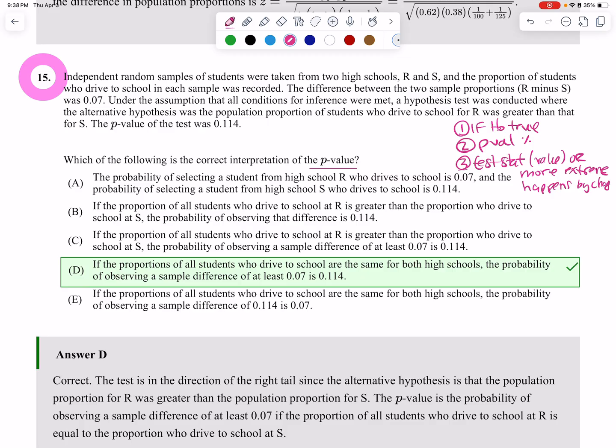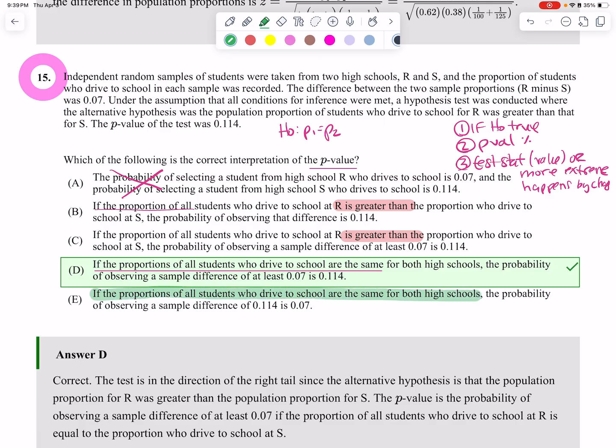This one, the probability of selecting students is 7%, but this one doesn't talk about H0 being true. Let's look at the students who drive to school are the same, because H0 starts out as p1 equals p2, the same, right? So this one says is greater than, look at this. Let's mark it red, what's wrong: is greater than, so that's the problem. This did the same thing. This one says the same, so this one we're okay on, so I'm good with this.